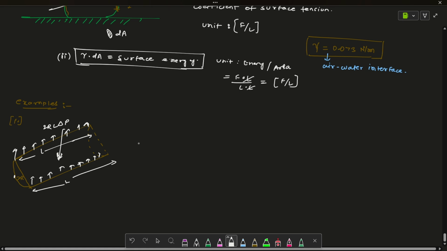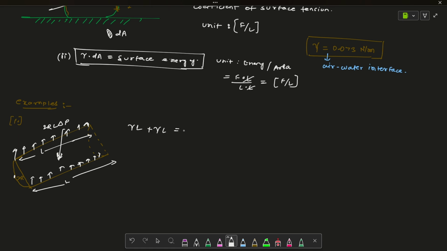Okay, so if we take both the forces in equilibrium, this one is length L. We know that gamma L would be the surface force from this direction and this direction as well. So we will add both of them, gamma L plus gamma L, and it would be equal to 2r L times delta P.